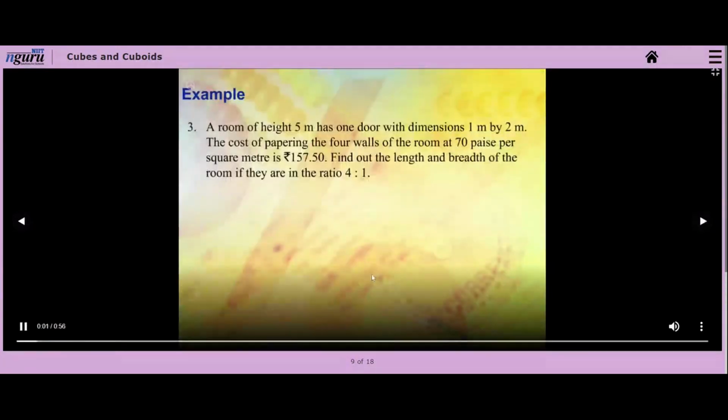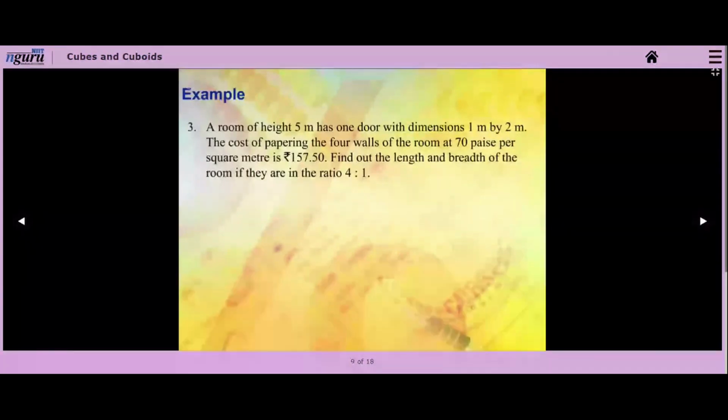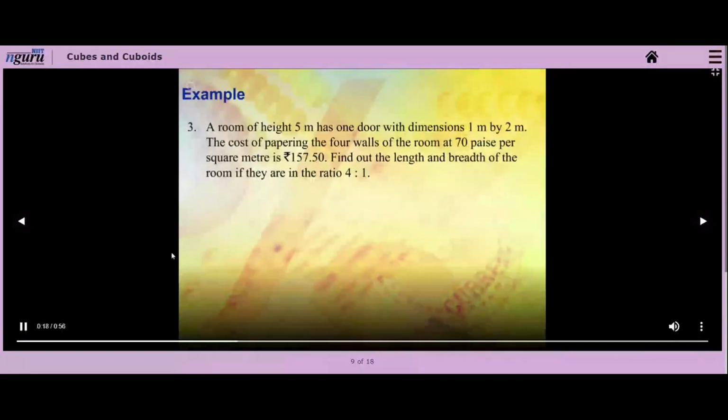A room of height 5 meters has one door with dimensions 1 meter by 2 meters. The cost of papering the 4 walls of the room at 70 paise per square meter is 157 rupees and 50 paise. Find out the length and breadth of the room if they are in the ratio 4:1. So L is to B is 4 is to 1. So 4x and 1x. Height is 5 meters. Door is 1 meter by 2 meters.